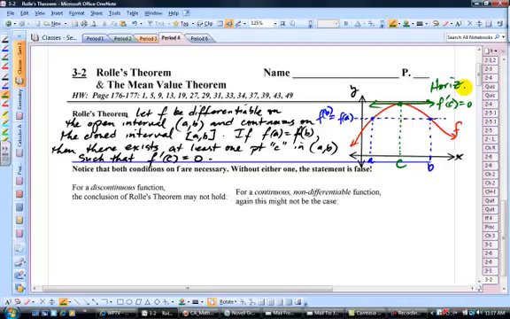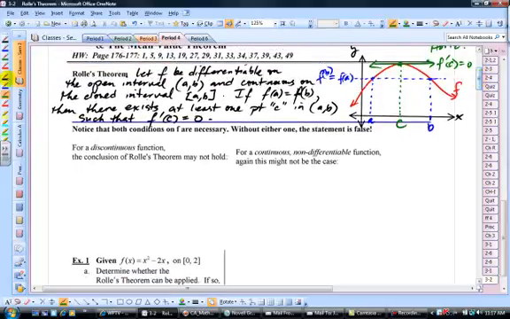Okay, so why are both conditions necessary? Because without either one, the statement could be false, or probably is false. So if it's not continuous, it's discontinuous. Let me show you what happens if you have a discontinuous function. So let's draw a little picture of it. If it's discontinuous, you may have a jump, or you may have a hole, in which case you might have something that looks like this right here.